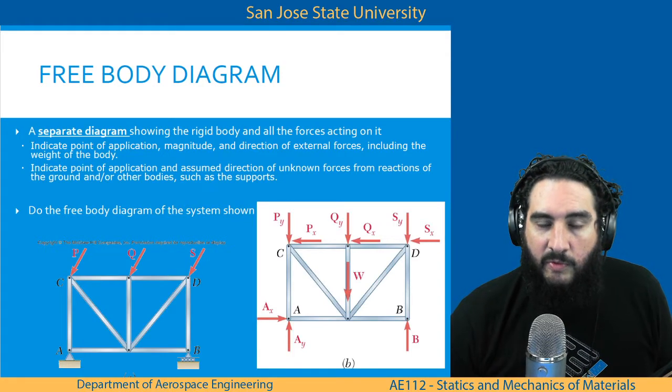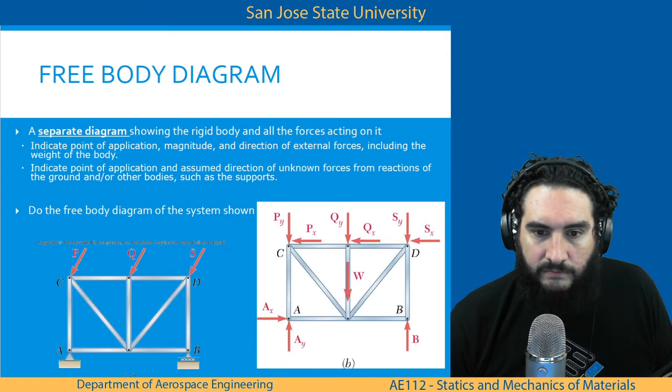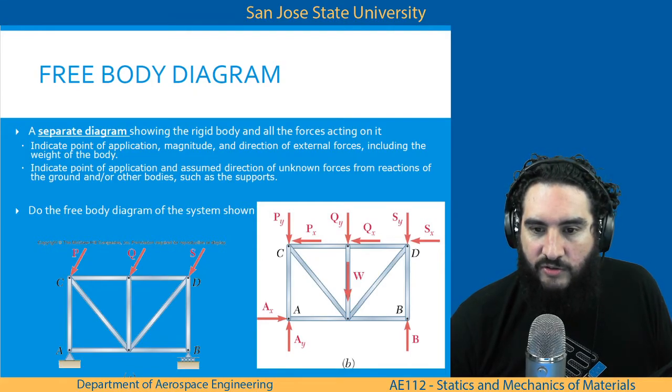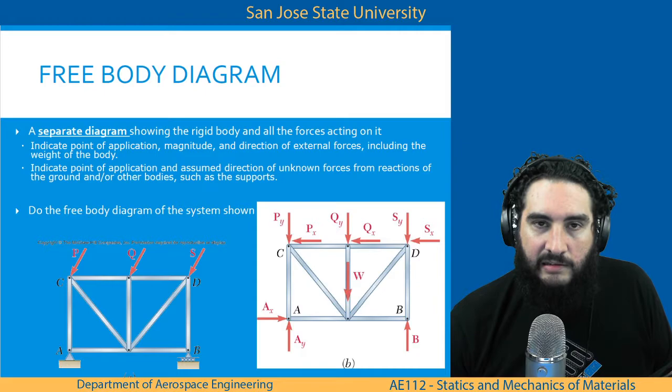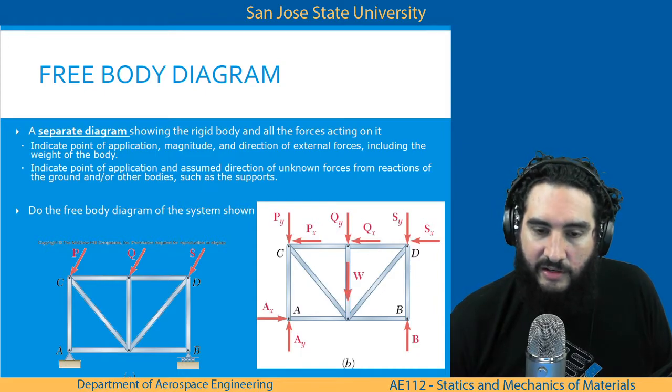Okay, free body diagram. We've talked about this before. I've drawn them every day. But it is a separate drawing. Show the rigid body and all the forces acting on it. And you need to indicate the point of application, the magnitude, and the direction of external forces, including the weight of the body, if the weight of the body is significant. And you also have to indicate the point of application and assume directions of unknown forces from reactions of the ground and or other bodies, such as the supports.